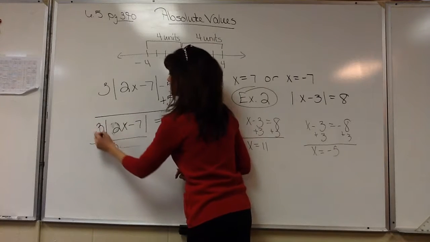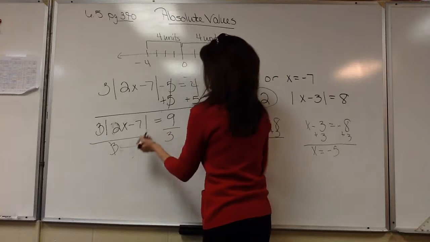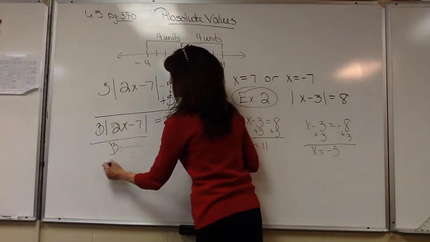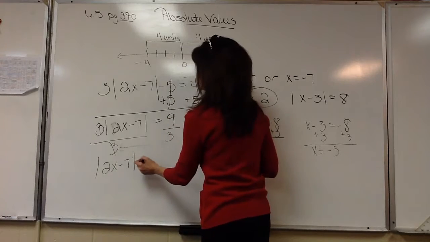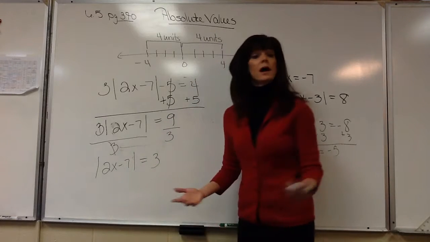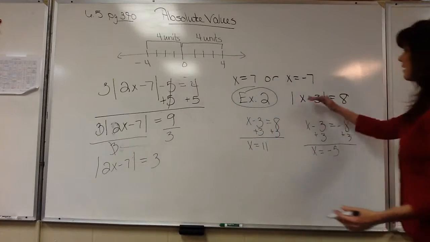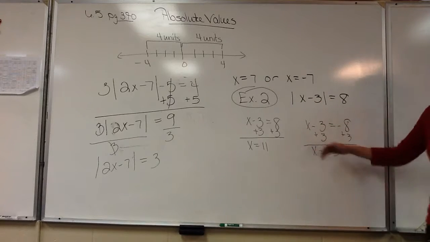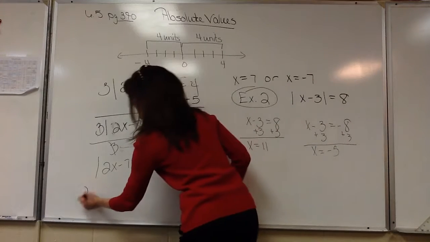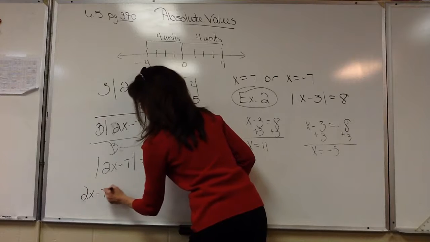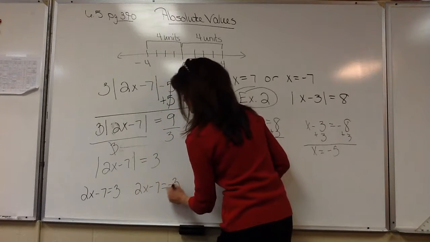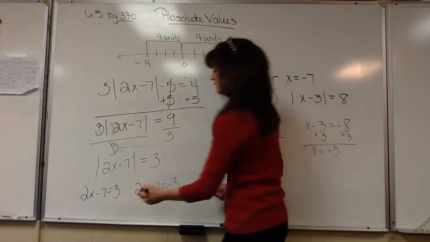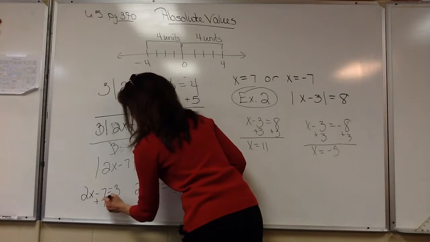So it'll cancel. And then of course 9 divided by 3 is 3. So now we have the absolute value of 2x minus 7 equals 3. And now we're going to solve it just like we solved the equation in example 2. So I'm going to set it up as 2x minus 7 equals 3, and then 2x minus 7 equals negative 3. Okay, and I'm simply going to solve that by adding 7 to both sides.